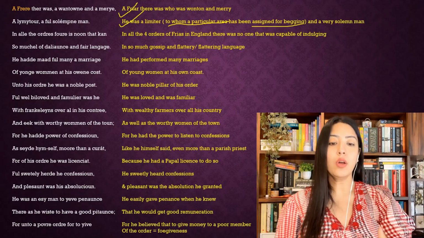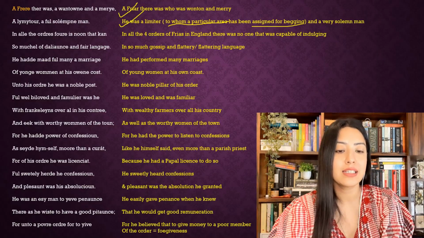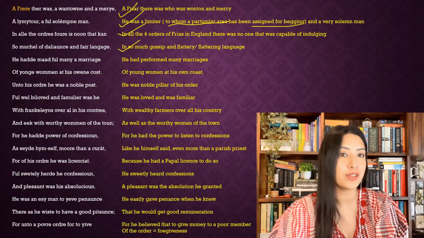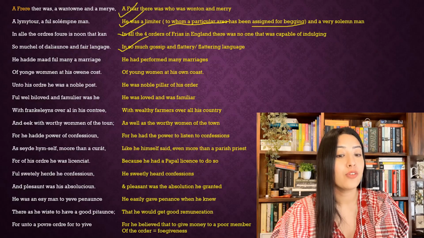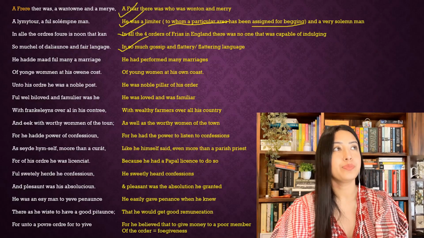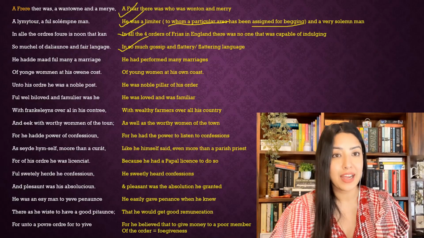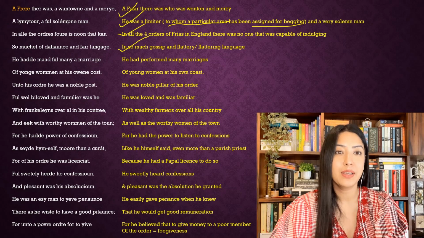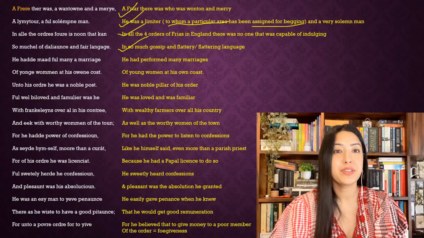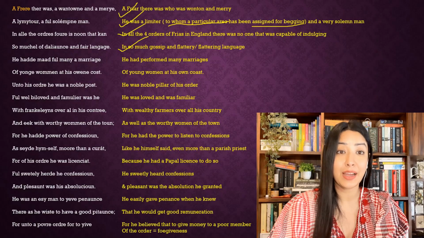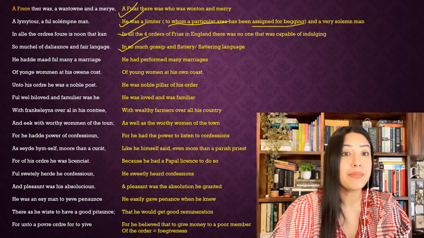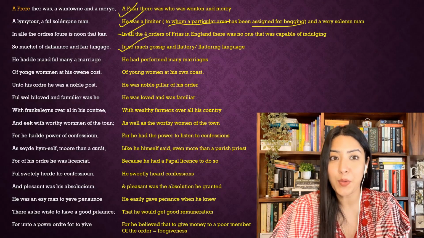Okay. So, in all of the 4 orders of friars in England, there was no one that was capable of indulging in so much gossip and flattery or flattering language. So this friar, again, see the worldly strands. He was into gossip, he was into flattery, he was using flattering language to appease people. So he had performed many marriages of young women at his own cost.